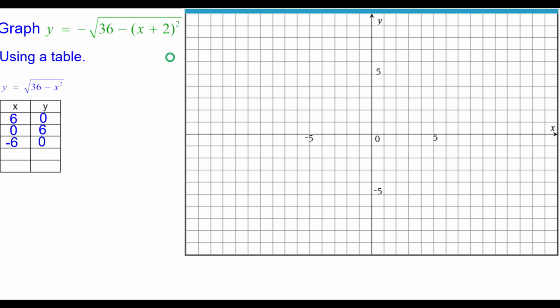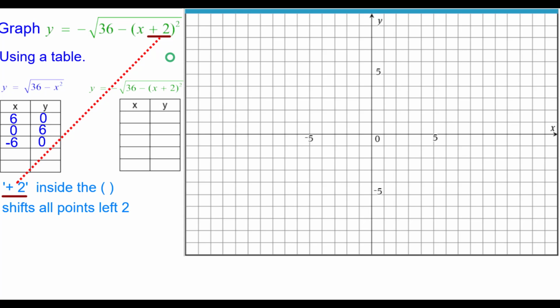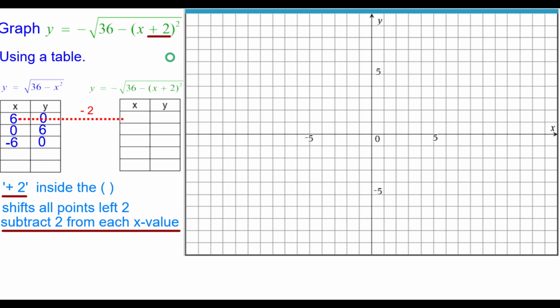Second way is using a table. Here are 3 values that would outline this semicircle. The plus 2 inside the parentheses shifts all points left 2, which means we have to subtract 2 from each x value to bring it to the left. So 6 minus 2 would be 4. 0 minus 2, -2, and -6 minus 2, -8.